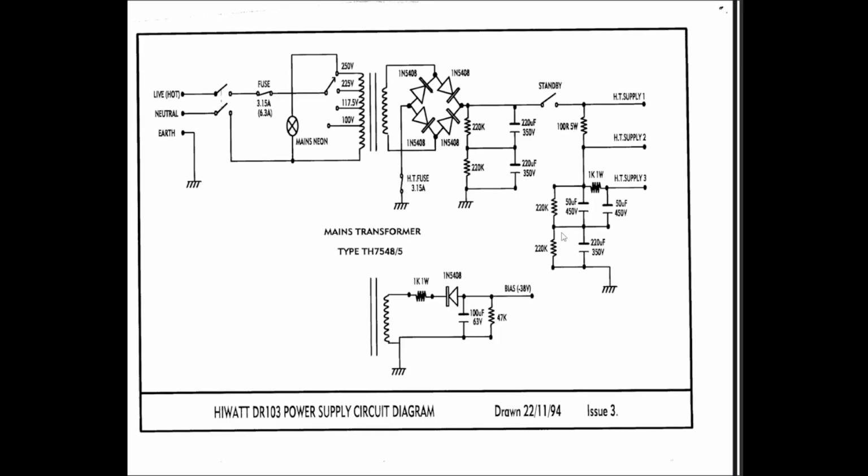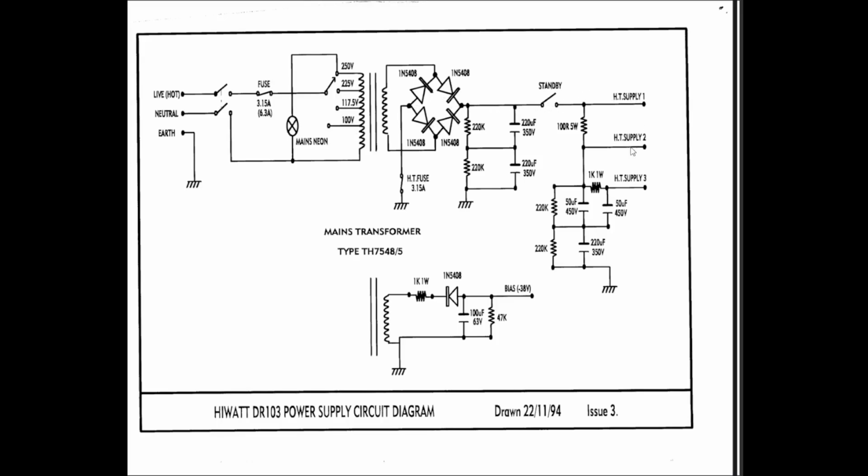Okay, so in the same document, we are looking at the Hiwatt DR103 power supply. Everything up here, this is where you plug into the wall, going through our power transformer. These two sides are part of the same power transformer. It's just split up to show the difference between the two functions of the circuit. We are creating DC power here.